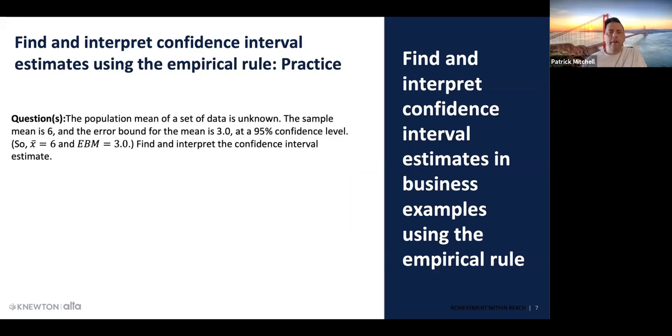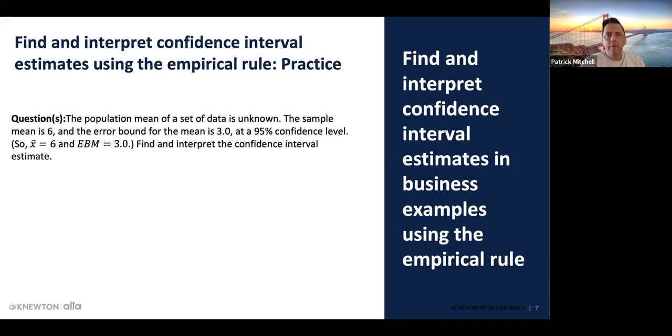Okay, so here's a simple example to get started with. The population mean of a set of data is unknown. However, the sample mean is 6, and the error bound for the mean, maybe that's what EBM stands for, is 3.0 at a 95% confidence level. Find and interpret the confidence interval estimate. So this is a really, really simple example. You usually won't be given the error bound for the mean. Normally we're going to have to calculate that, so that's going to come later.